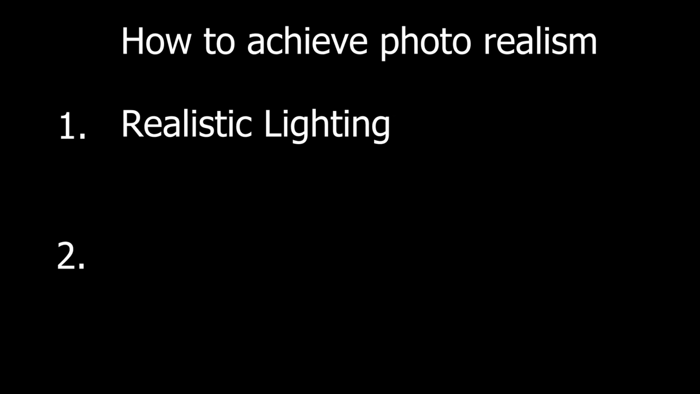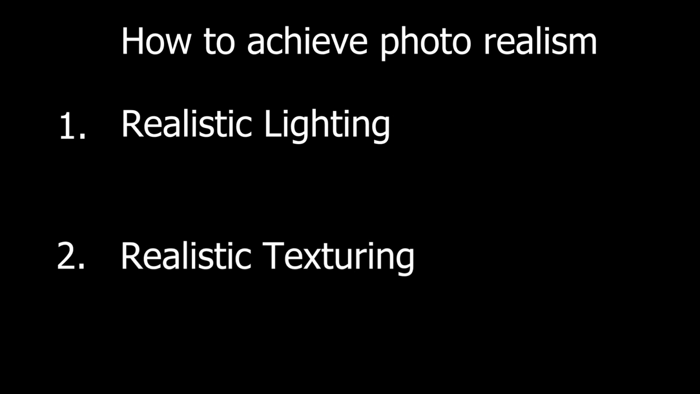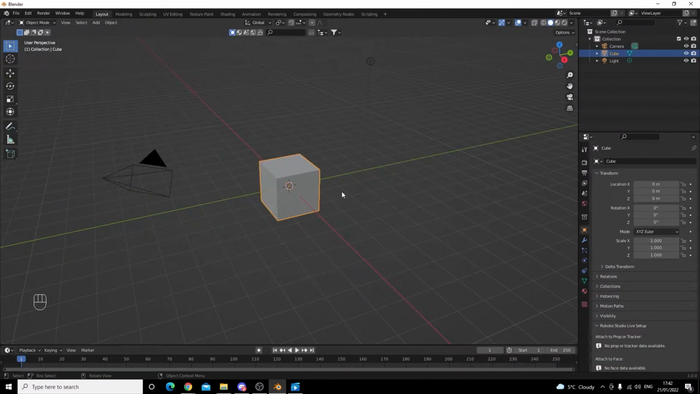So in order to achieve photorealistic scenes, we're going to need to have two things. We need realistic lighting and realistic textures. So I have opened up Blender. We are going to start with the lighting.